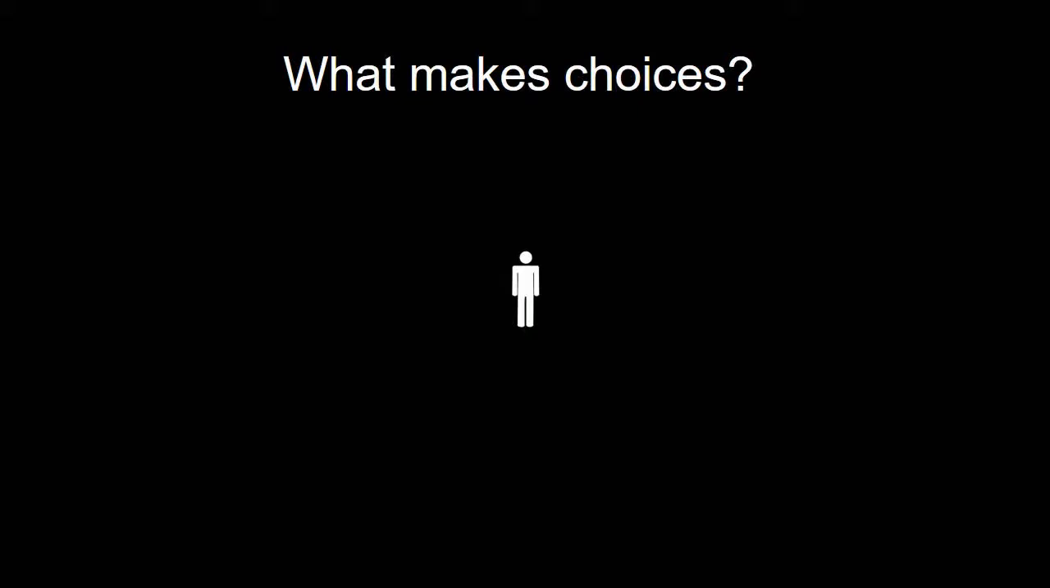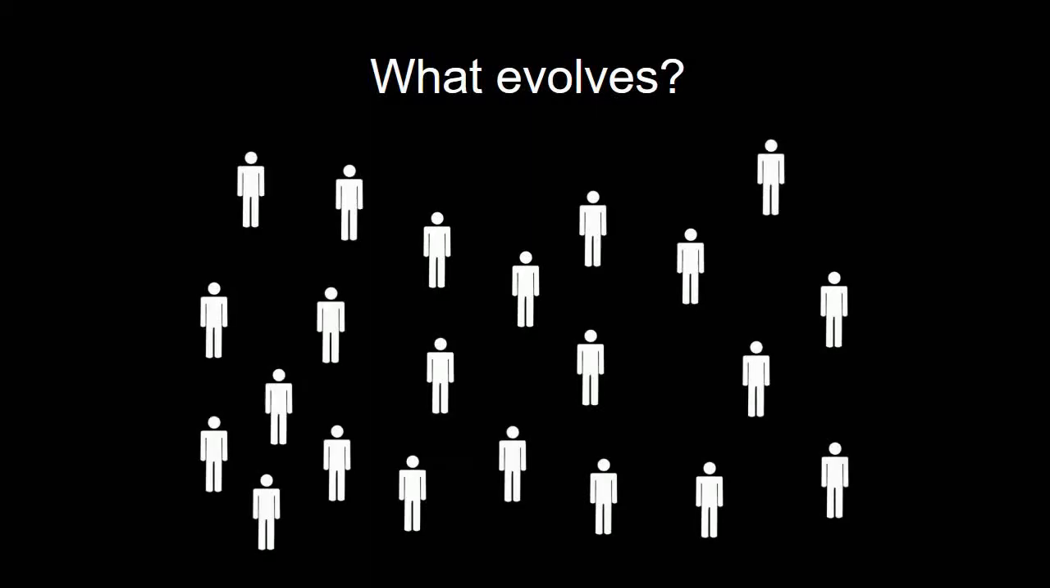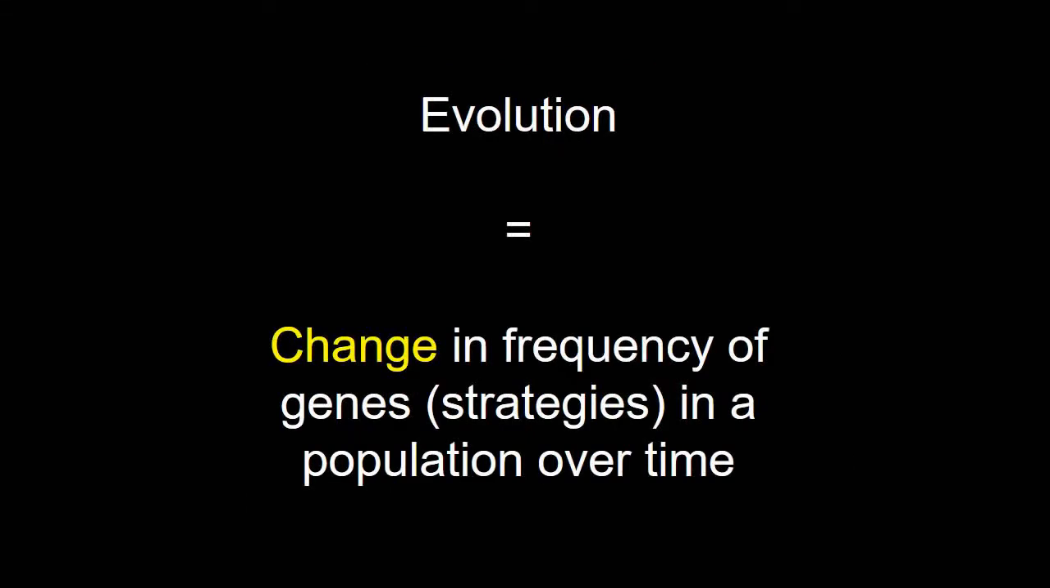But when we switch to the question of evolutionary game theory, we have to think about what evolves. And what evolves is not individuals, but populations. The definition of evolution is a change over time, not of an individual, but of a population. It's the change in the frequency of genes, or in our game theoretic context, strategies in a population over time. And it proceeds at the pace of generations, be they actual genetic reproduction generations or just learning. But the point is, when we're thinking about things evolving, we're thinking about how the population is changing over time.